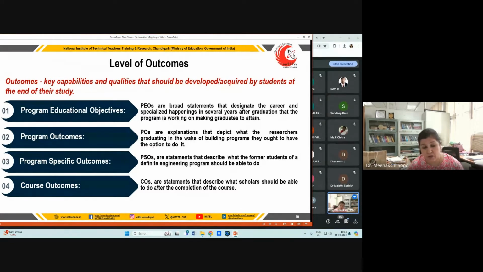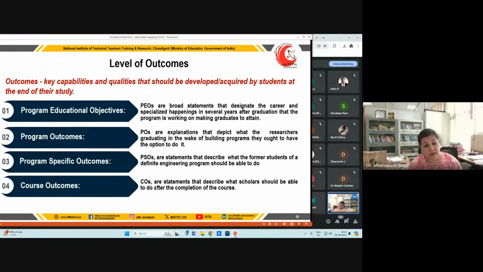Maybe all of you may not be directly involved in framing the POs or PSOs, because for that a particular committee has to be constituted, in which representatives of all the stakeholders are there. So each and every faculty is not directly involved, but for the course outcomes, each and every faculty is directly involved, directly responsible, and directly answerable also.